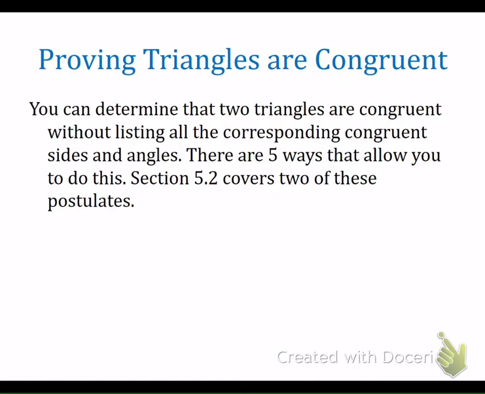So first thing we're going to talk about, proving triangles are congruent. You can determine that two triangles are congruent without listing all the corresponding congruent sides and angles. There are 5 ways to do this. We're going to learn 2 today. We'll end up with 5 total by the end of the chapter. Yesterday we looked at 2 triangles and we talked about how all 6 parts matched. There were 6 corresponding congruent parts, and you can say they're congruent. Now we're going to learn the shortcut ways to say they're congruent.